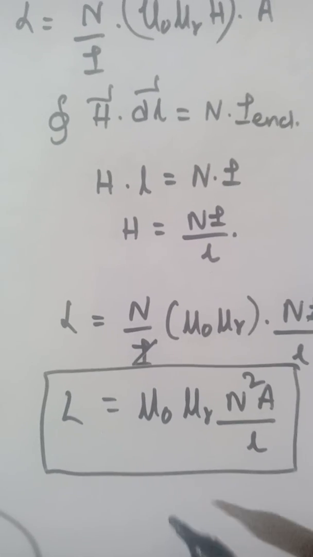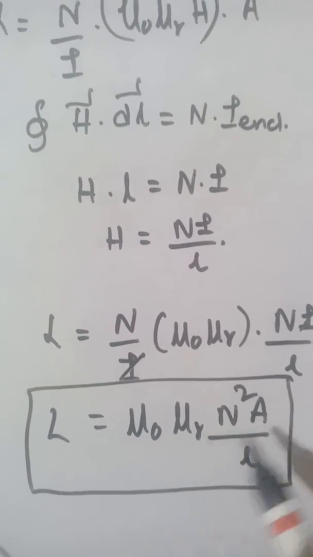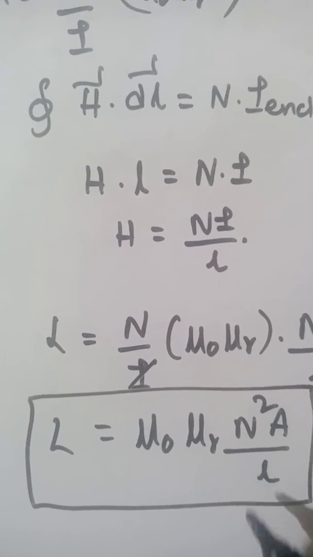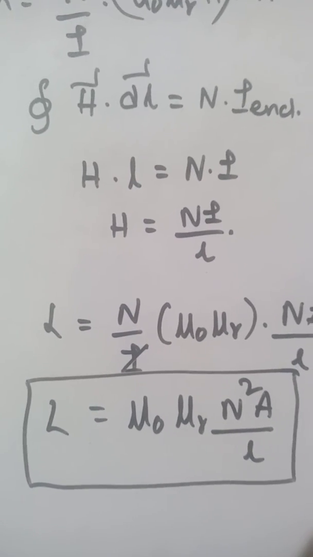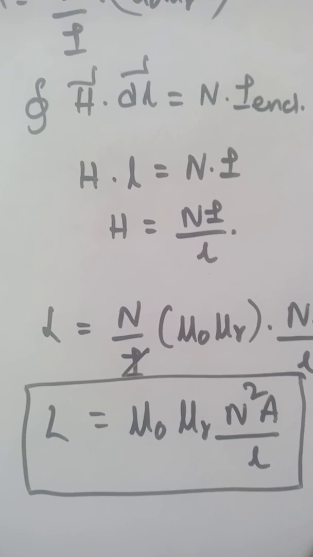Anyway, the important thing is L mainly depends on mu naught mu r n square A by L, and it is independent of the amount of current flowing through it. This is the important physicality of inductance.